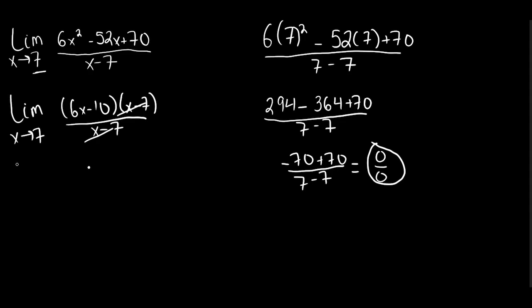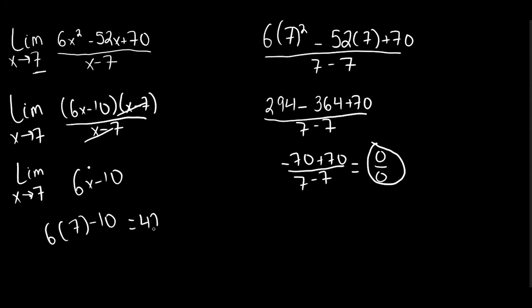So what we're left with is the limit as x approaches 7, should be an arrow there, my fault, of 6x minus 10, which when we plug in 7 for x again, we get 6 times 7 minus 10 equals 42 minus 10, or 32. So our limit as x approaches 7 of this function works out to be 32.